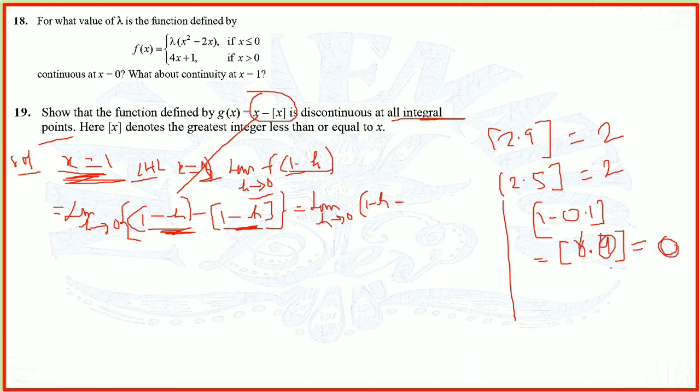Integer equal to it or less than that. Less than that will happen when it is not an integer. Like in this case, 0.9 becomes 0. So 1 minus h, this was without the greatest integer function, and minus greatest integer function of 1 minus h. So that becomes 0 here. Okay. Now taking limit h tends to 0, this h becomes 0, so we have 1.